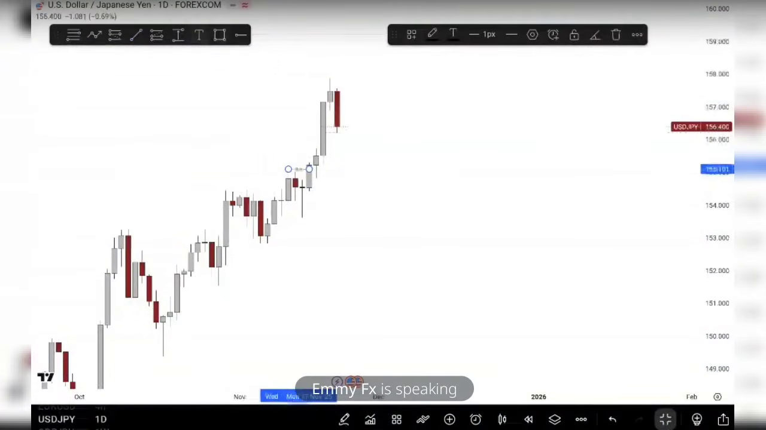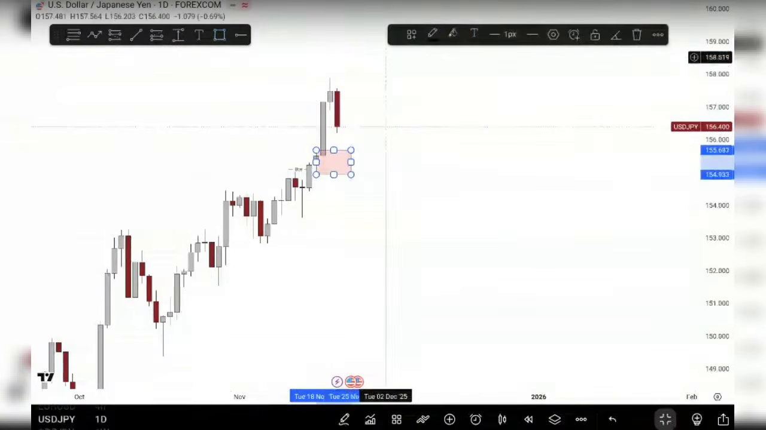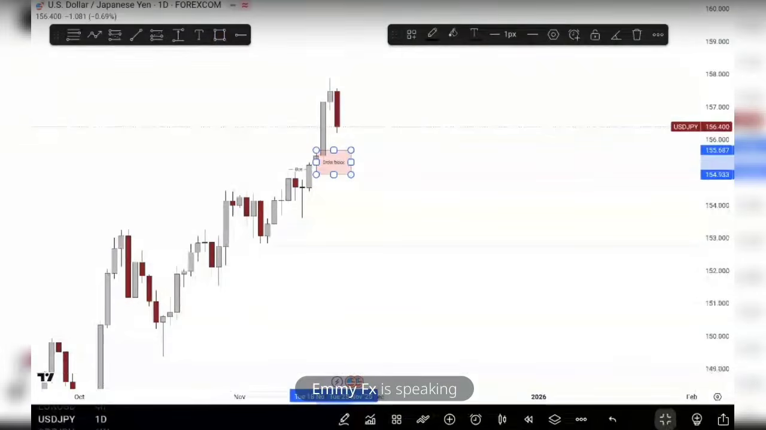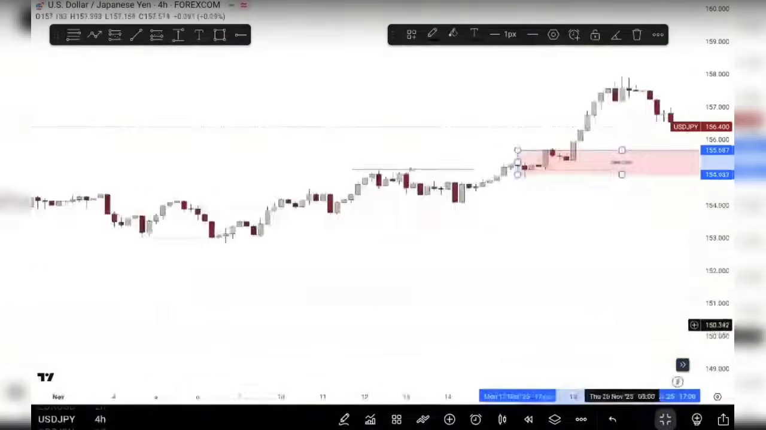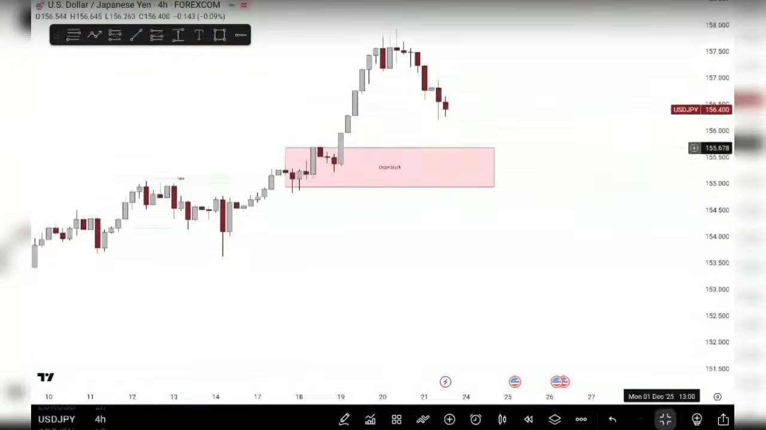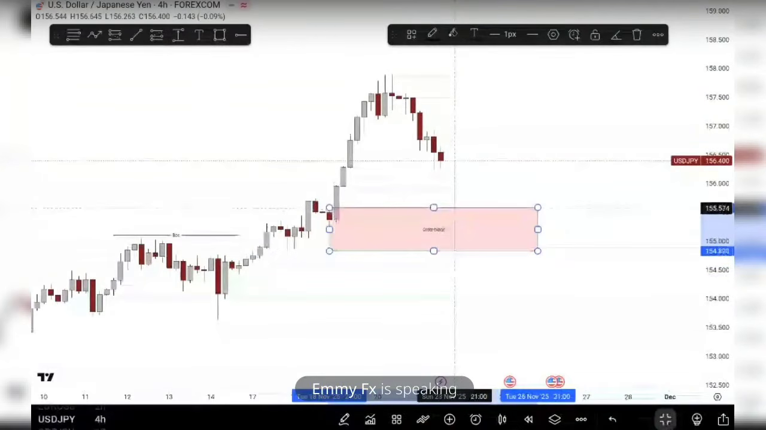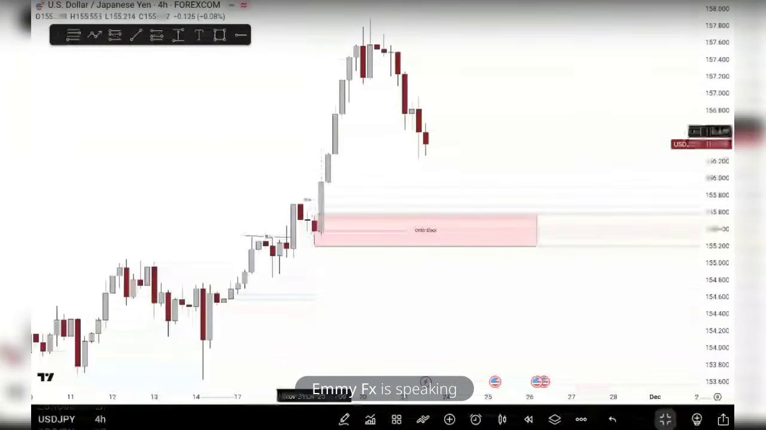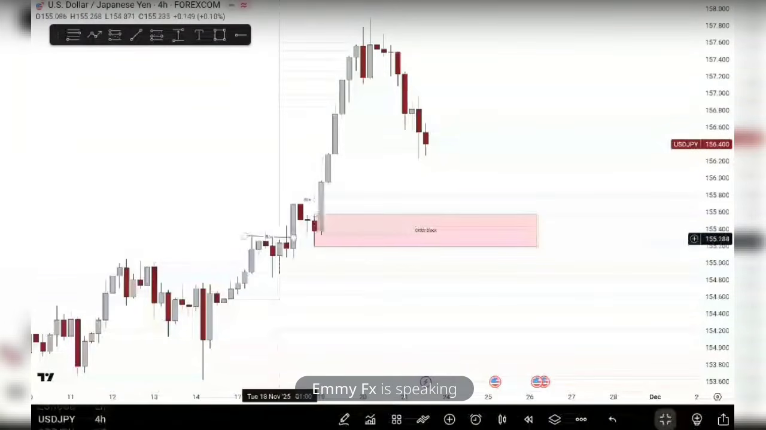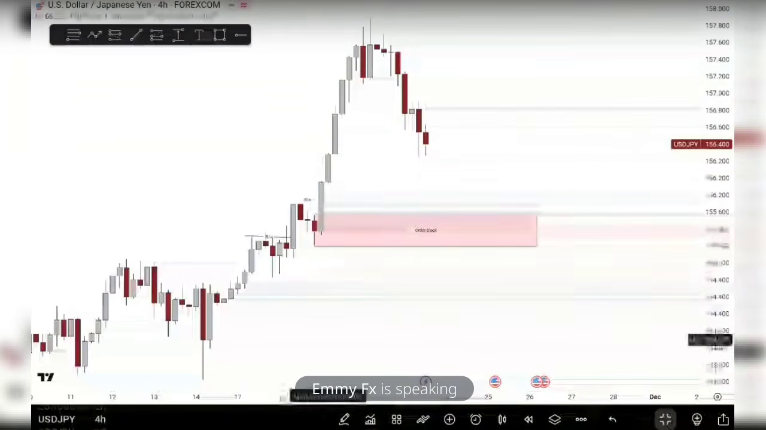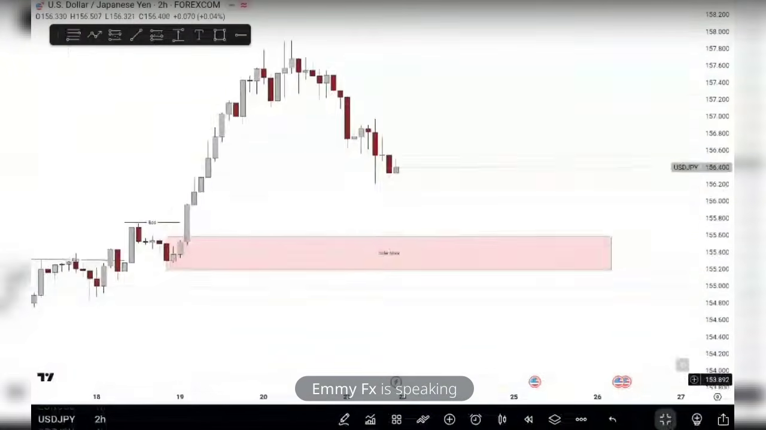This is the order block. We have this breakout structure and this order block. Now price is reacting aggressively to the outside. So let's move to the 2 hour time frame first.